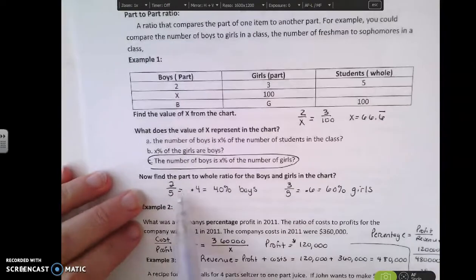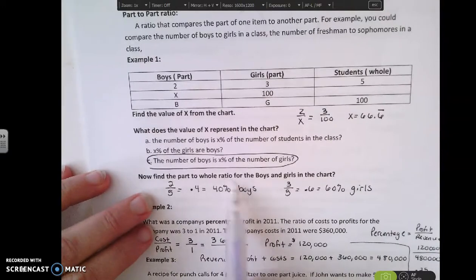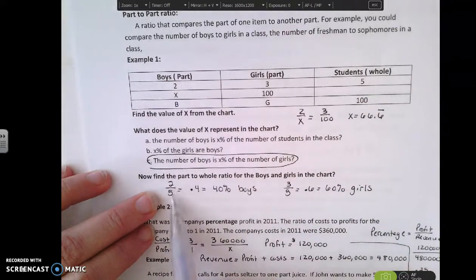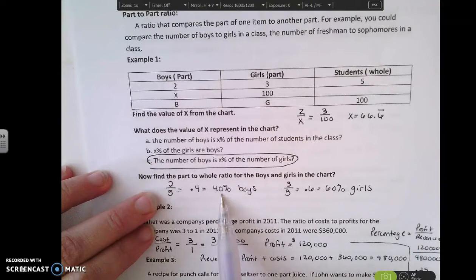So now if I wanted you to find the ratio of boys in the class, then I would do 2 over 5, which equals 0.4, which is 40% are boys, and 3 over 5, which is 0.6, which is 60%. So that's saying that 40% of the class is boys, and 60% of the students in the class are girls.